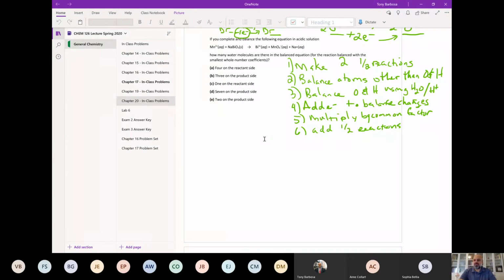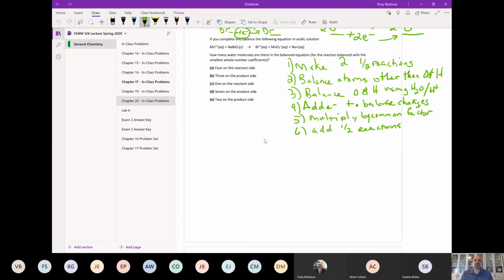All right, so where did we leave off? We left off when we were making half reactions and balancing half reactions, on this particular equation here. We had manganese plus this sodium bismuthate, I think it's bismuthate, I can't remember the exact term for NaBiO3. We went to bismuth 3+ plus the permanganate anion plus sodium ion.